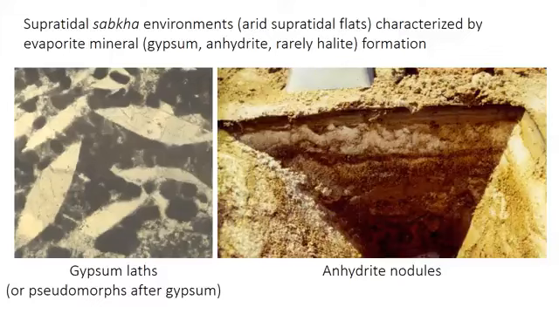And so the characteristic shape might still be preserved, like the left-hand photo shows these characteristic lath or blade-shaped gypsum crystals. So when a crystal retains the shape of the original mineral, but has a new chemical composition, it's called a pseudomorph. So the left-hand photo shows calcite crystals that are pseudomorphs after gypsum.